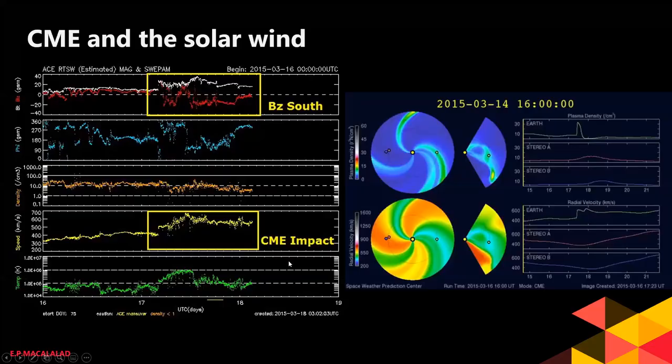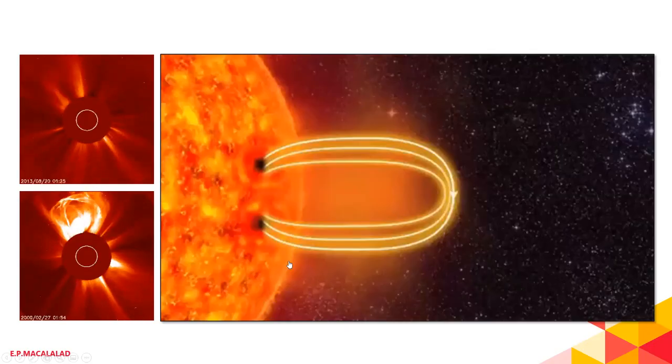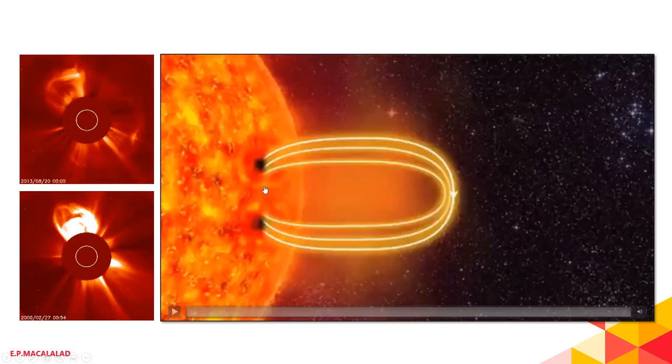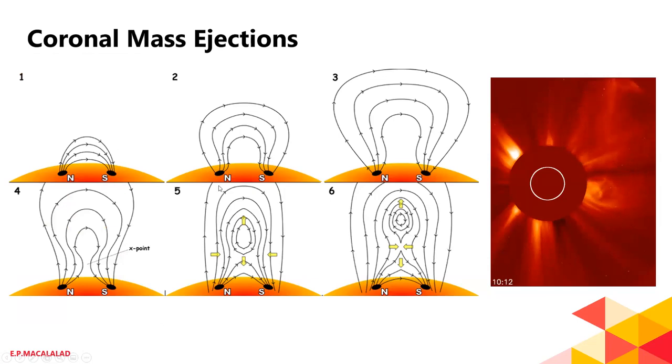Question, sir. Yes. Sir, is the magnetic field of the ejection always from north to south? Is the magnetic loop always north to south, or does it sometimes go south to north? No, the magnetic field line always points from north to south. It's always like that. So there is no magnetic field line that points from south to north.